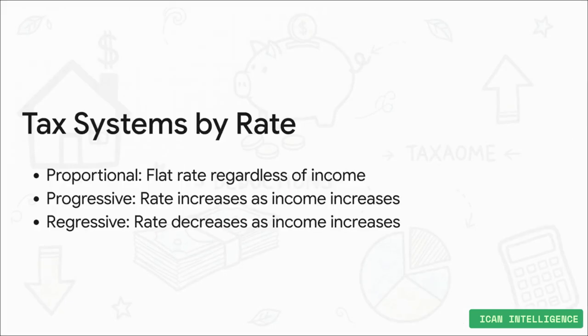We also classify taxes by their rate structure, and this is actually very straightforward. A proportional tax uses a flat rate. The percentage stays exactly the same no matter how much money you make. A progressive tax means the tax rate climbs right alongside your income. The more you make, the higher the percentage you pay.